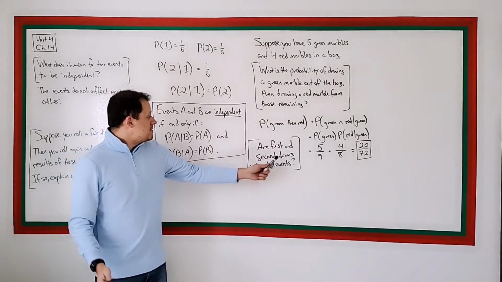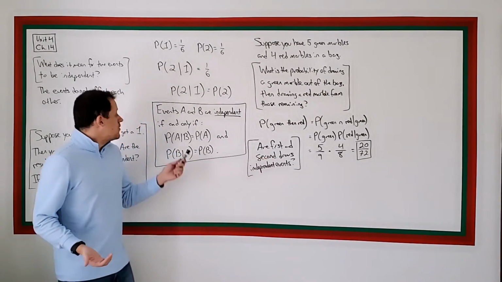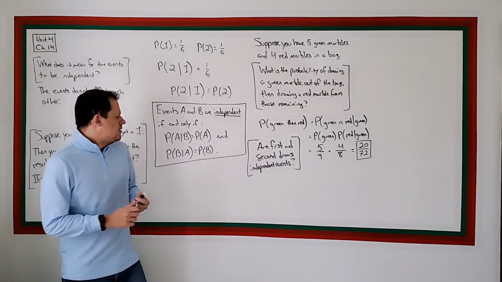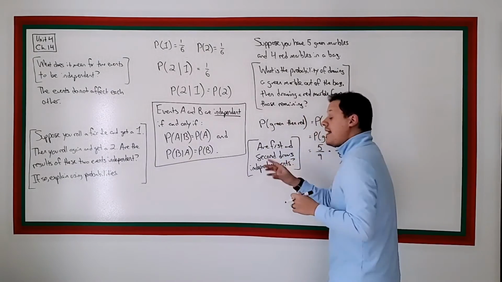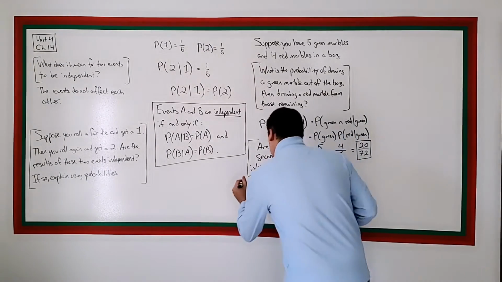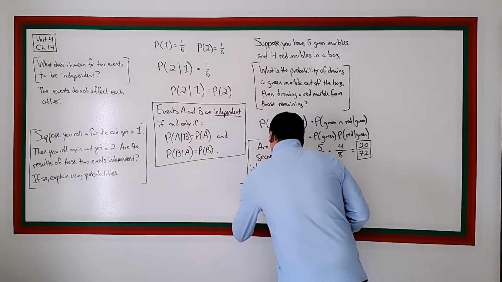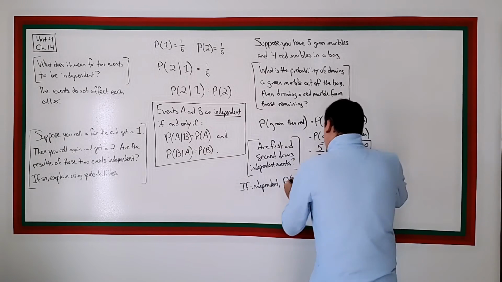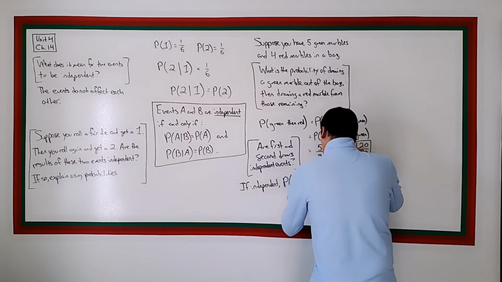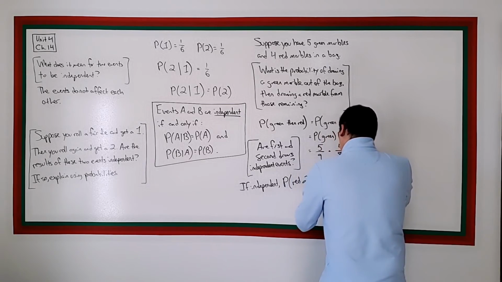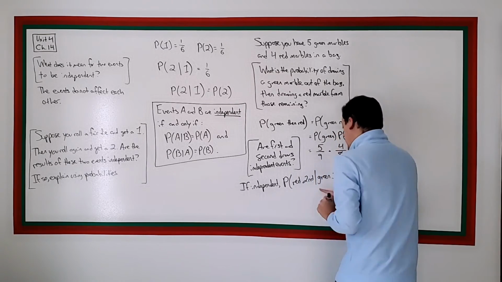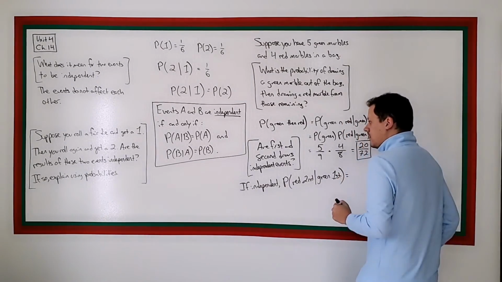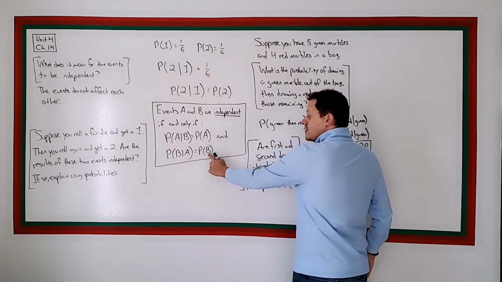Well, our two events are the first draw and the second draw. So those would be A and B. So let's see here. If those two are independent, then the probability of red second, given that you took a green out first, should be equal to the probability of red second. This would be red second, right?